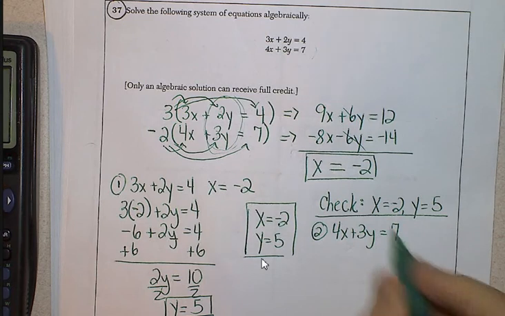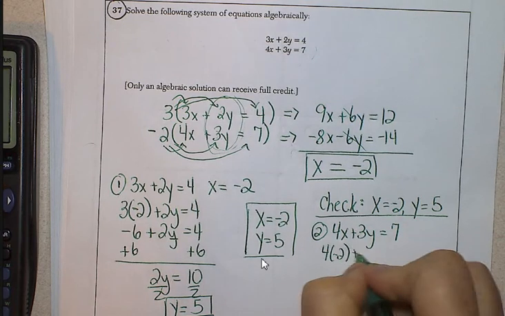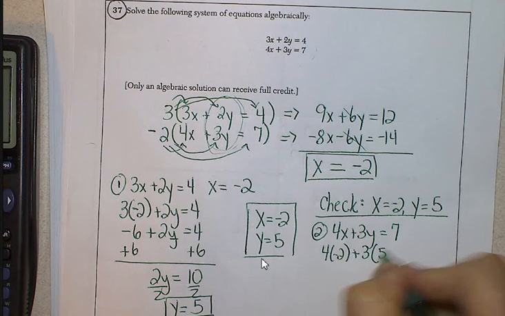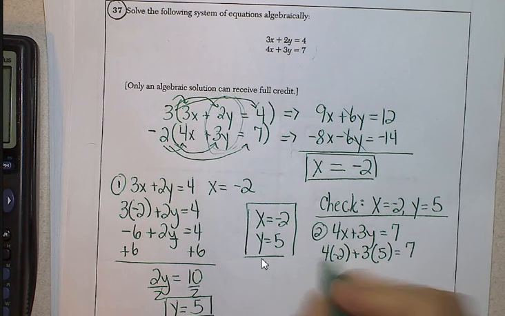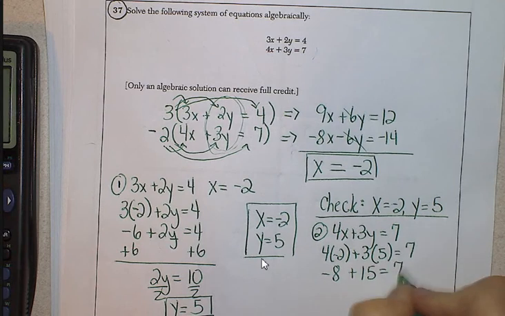Plugging in negative 2, we're going to get 4 times, just showing the work. Don't do any mental math yet. 3 times 5 is equal to 7. Now I can do some math. That's negative 8 plus 15 is equal to 7. Negative 8 plus 15 is 7. And there's your check.